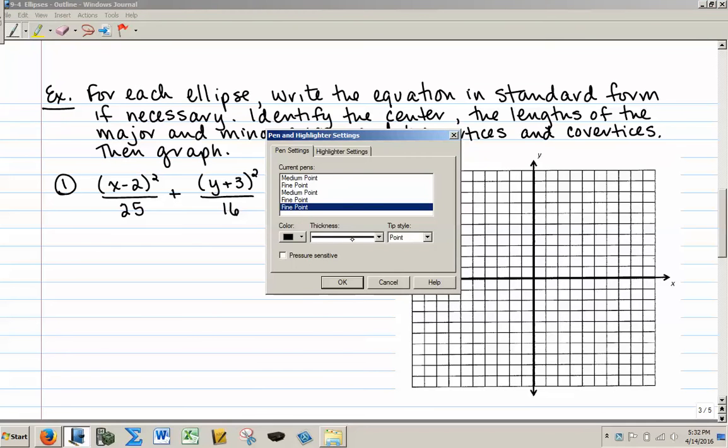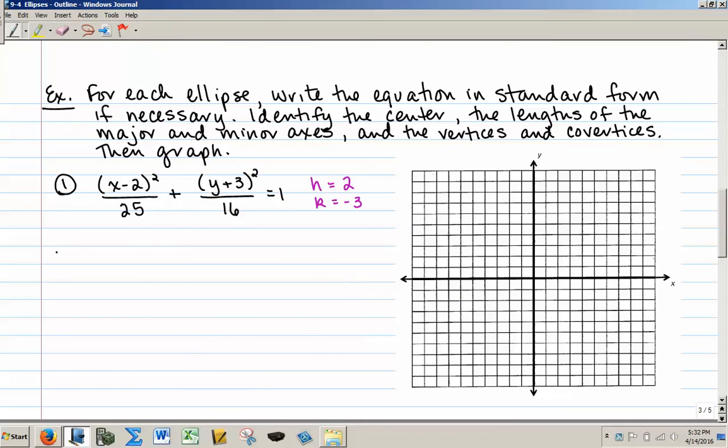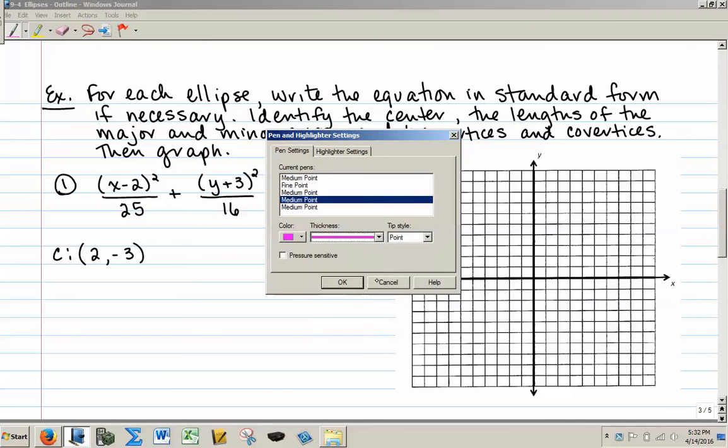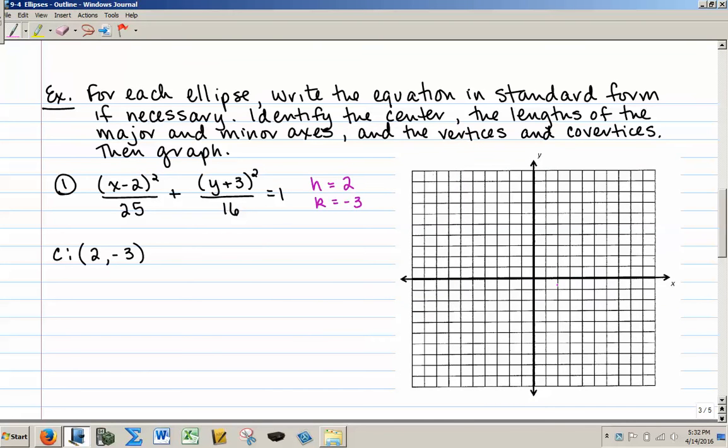So my center is going to be at the point (2, negative 3). And actually, maybe I'll just go ahead and graph that right now. Okay, so (2, negative 3) is my center. And looking back at my equation here, 25 is a squared, so a is going to be equal to 5. And 16, this right here, is b squared, so b is going to be equal to 4.